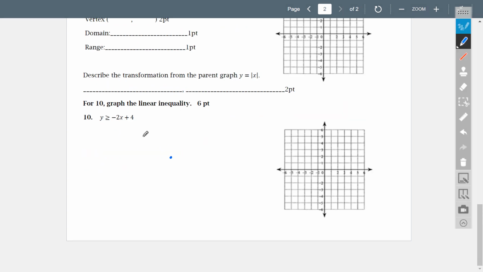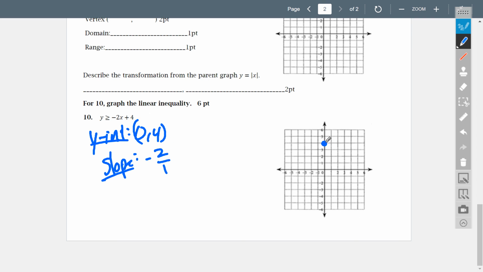Oh, nice, last one. Okay, so for number 10, we're graphing this linear inequality. We graph this the same way that we do a regular line. It's just we have to worry about the symbol when we graph it. So the y-intercept here is (0, 4). The slope is negative, so it's going to be pointing down, -2/1, we could say. But just keep in mind, this will be pointing down.